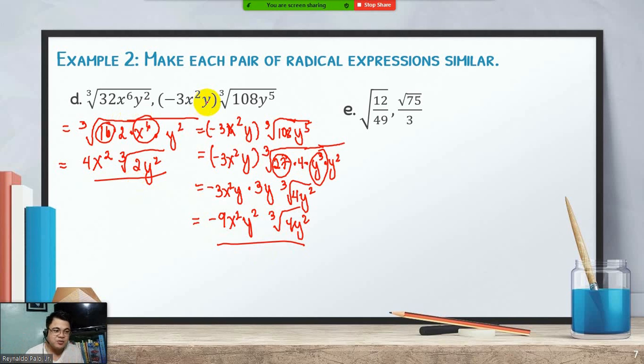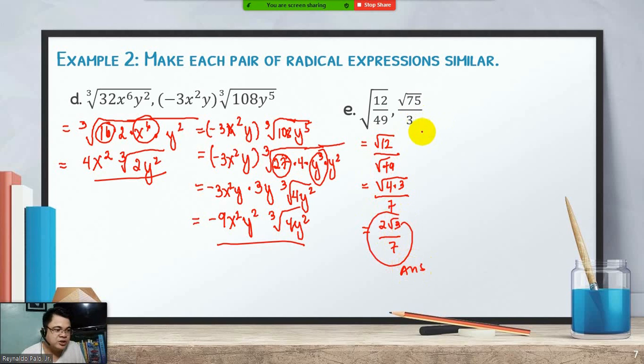Square root of 12 over 49 and square root of 75 over 3. Let's start first with the square root of 12 over 49. So we will be applying the quotient rule for radicals. This will become square root of 12 over square root of 49. Square root of 12, let's factor it. We have 4 times 3. Then square root of 49 is a perfect square number, so therefore it's 7. Then square root of 4 is 2, so we have 2 square root of 3 over 7. This is now simplified. Alright?